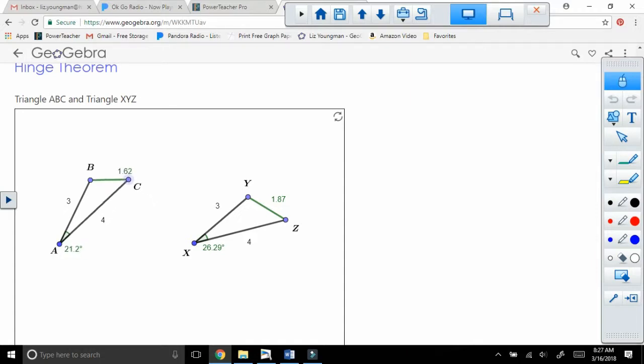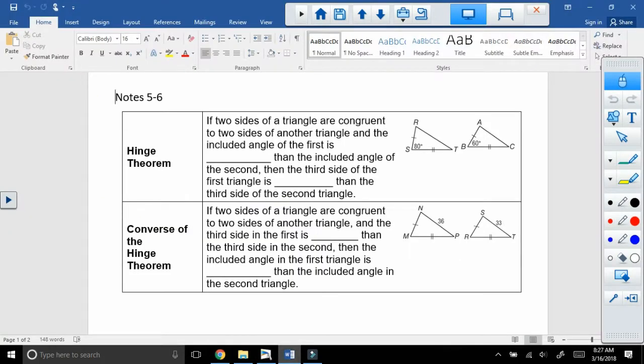So if I were to make this less than 26 degrees, then you could see that the side opposite the smaller angle is shorter. Or if this is more, then the side opposite the larger angle is longer. So kind of like before where we're just looking at the sides opposite the angles, now we're talking about this within two triangles instead of just one. So that's what the hinge theorem says.